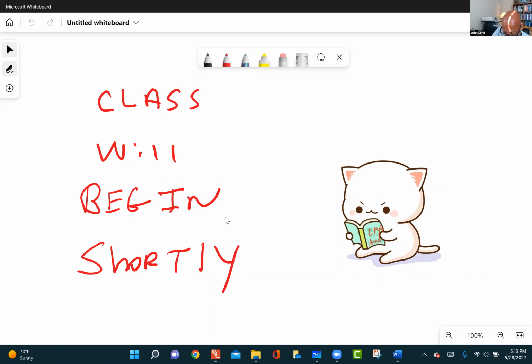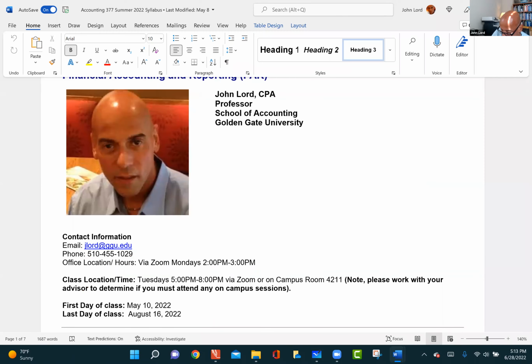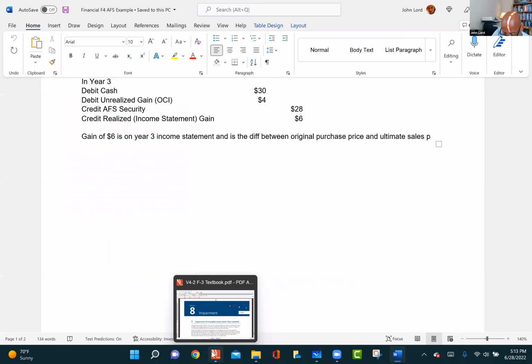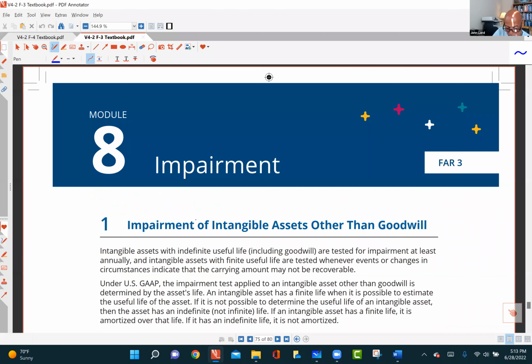And let's go ahead and first finish up. I can close this now and finish up. We had module 8 still from chapter 3, and then we'll jump into chapter 4. Okay. And what we're talking about here in module 8 is the requirements for impairment.